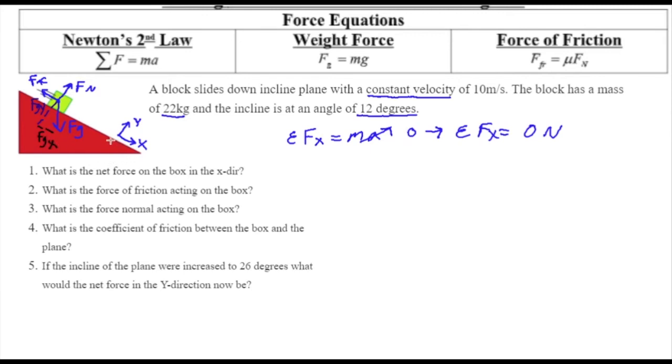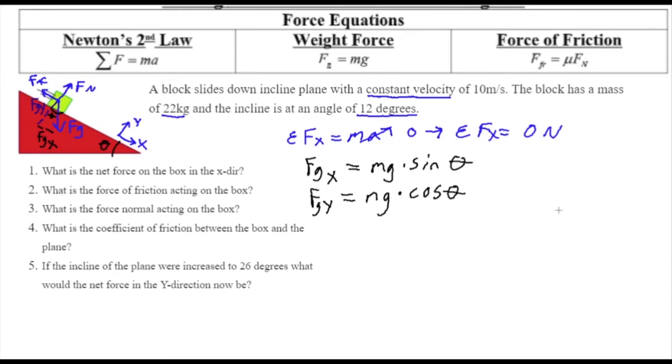Awesome. In case you forgot, the angle of the incline is right here. And just remember that this angle right here is going to be the same as this angle right here. So we already have the equations for force gravity x and force gravity y because we just did it in our last problem. And those equations told us that force gravity in the x direction, because it's the opposite side, is equal to mass times gravity times sine theta. And force gravity in the y direction, because it's the adjacent side, is equal to mass times gravity times cosine theta. So question number 2 is asking us, what is the force of friction acting on the box? To figure out the force of friction acting on the box, we're going to need to take our net force in the y direction.